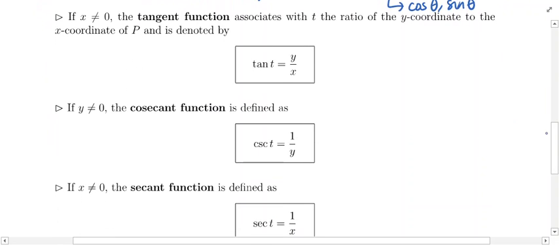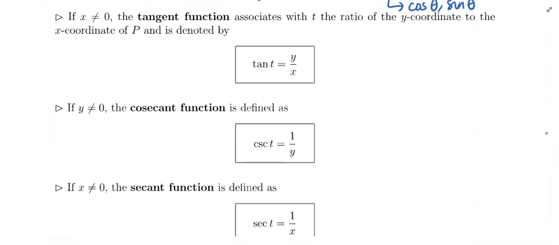Moving on, tangent. If the x coordinate is not 0, the tangent function associates with the angle t the ratio of the y coordinate to the x coordinate of P and is denoted by the tangent of t is equal to y over x.